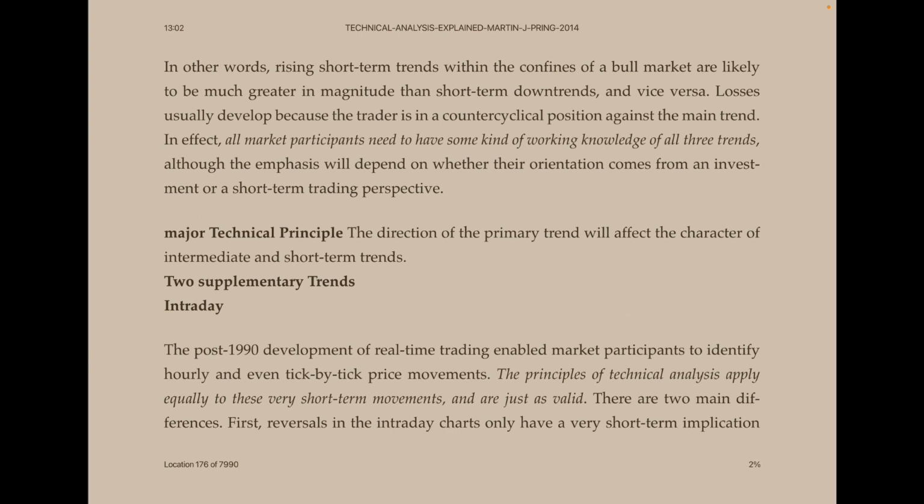In effect, all market participants need to have some kind of working knowledge of all three trends, although the emphasis will depend on whether the orientation comes from an investment or short-term trading perspective. Major technical principle. The direction of the primary trend will affect the character of intermediate and short-term trends.